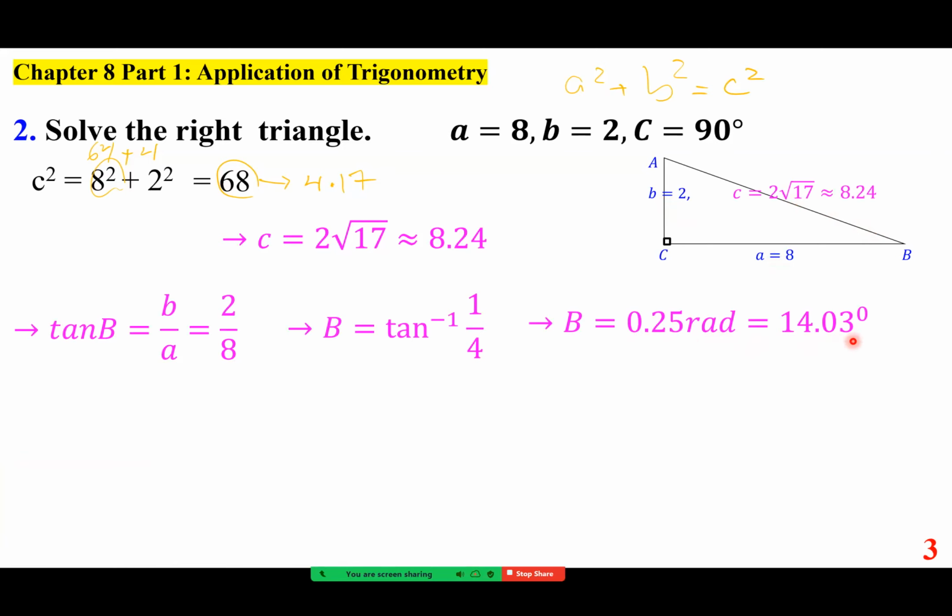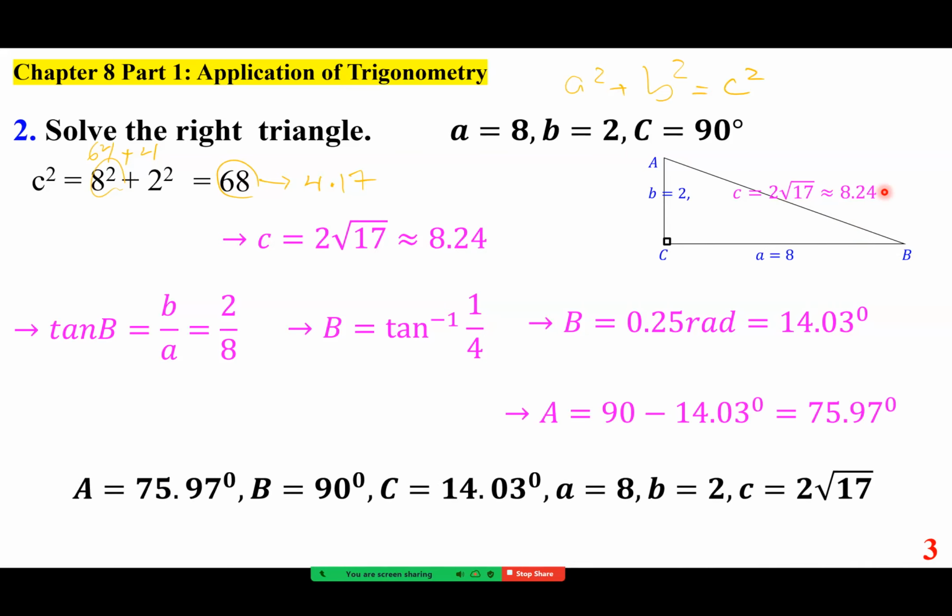By the way, make sure it's in the proper mode, whether it's radians or degrees, whatever you need. And so the final angle you just subtract from 90, because these two angles must sum to 90, or you can say the sum of all must be 180, makes no difference. And we write all the information, A, B, C, the angles, and a, b, c, the sides. Just put all of it in the same spot.